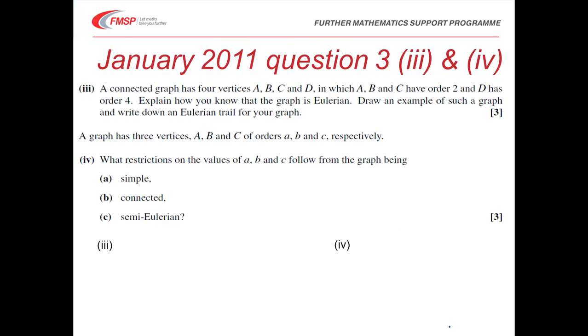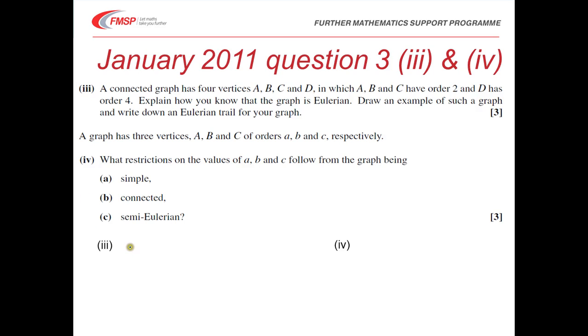Okay, we'll have a look at part of another question. At the beginning of this question, it again reminded you about what a simple graph was, what a connected graph was, and what a simply connected graph was. This time we're told that the connected graph has 4 vertices, A, B, C, and D, in which A, B, and C have order 2, and D has order 4. We're asked to explain how you know the graph is Eulerian, then draw an example of such a graph and write down an Eulerian trail.